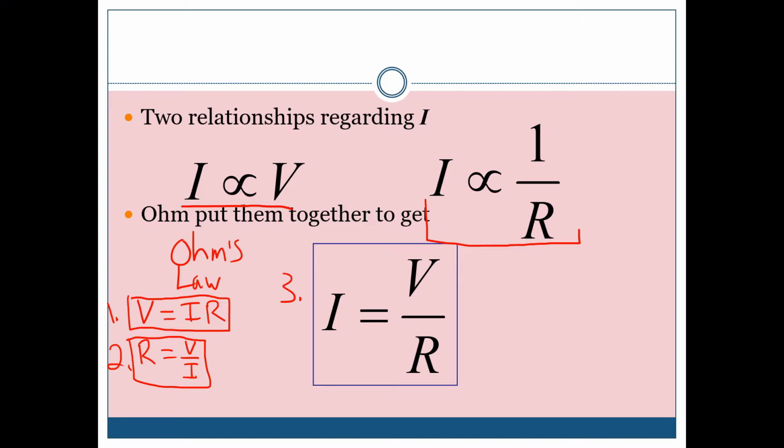And it's interesting because unlike the other relationships we studied recently, like force of gravity and electrostatic force, there's no random constant. It just happens that current, voltage, and resistance are related this way without the need of some kind of external constant. Okay, there you go. That's Ohm's Law.